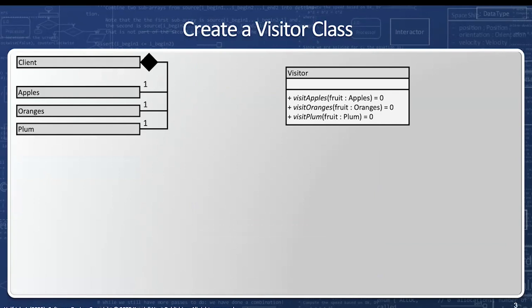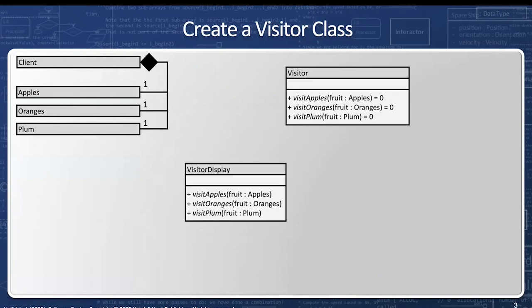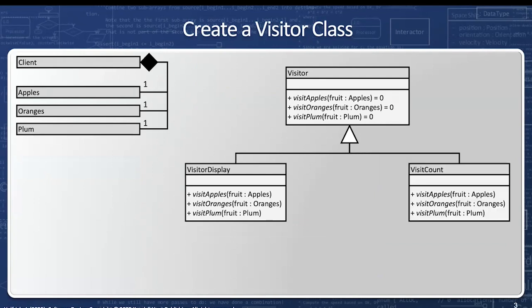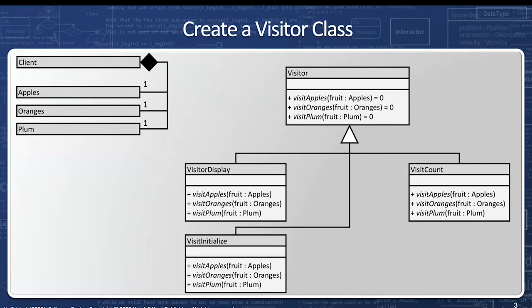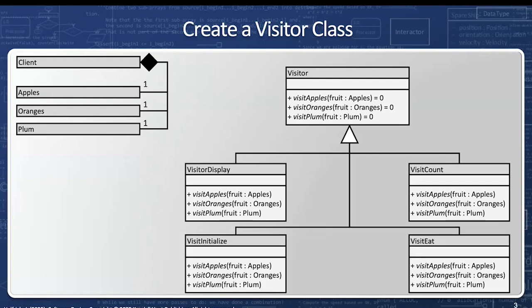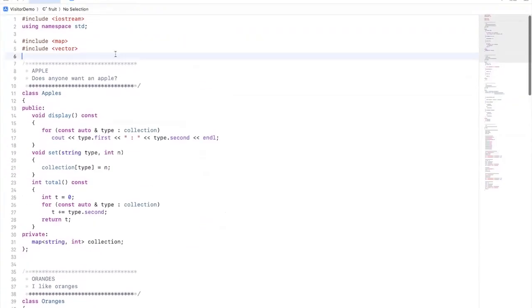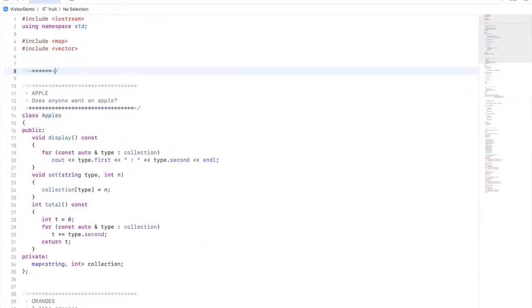Now, after I create this class, I'm going to create a visitor display, which will handle all the display communications, and this derives off the visitor. I'm going to have a visit count, which will count the number of fruit I have, the initialize, which will fill my fruit basket, and eat, which will allow me to consume. And each of these are going to represent different actions or different messages I want to send to my three different classes, apples, oranges, and plums. So let's do that. Okay, so the first thing I'm going to do is create a visitor class.